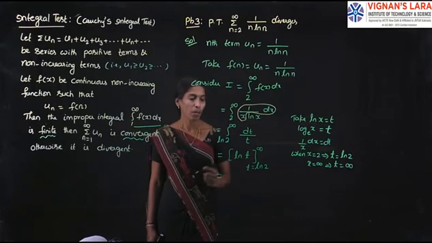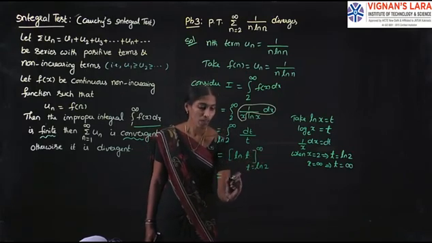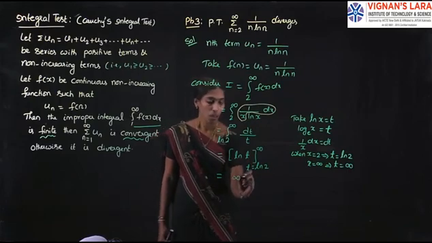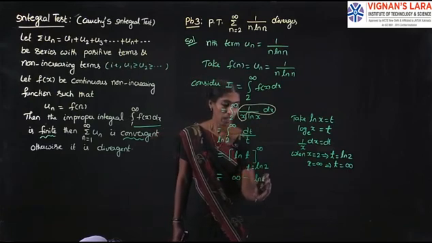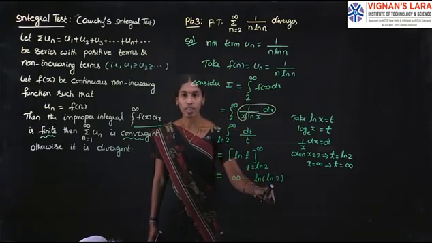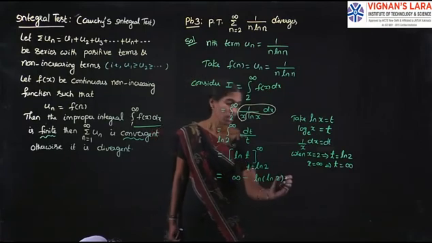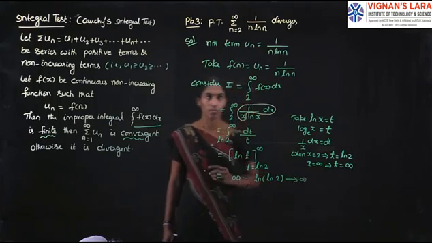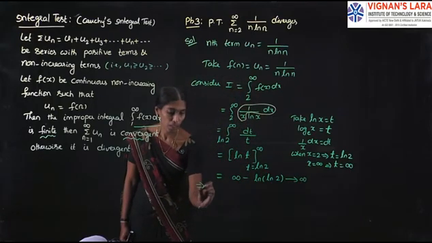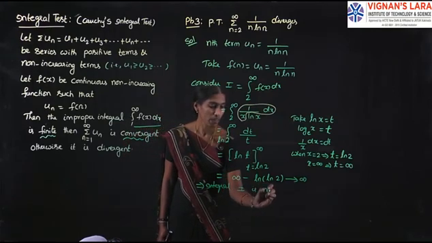Substitute the upper limit infinity: ln of infinity is infinity, minus, put the lower limit ln of 2. Because ln of 2 is a finite value, infinity minus a finite value always tends to infinity. This implies the integral I is not finite.